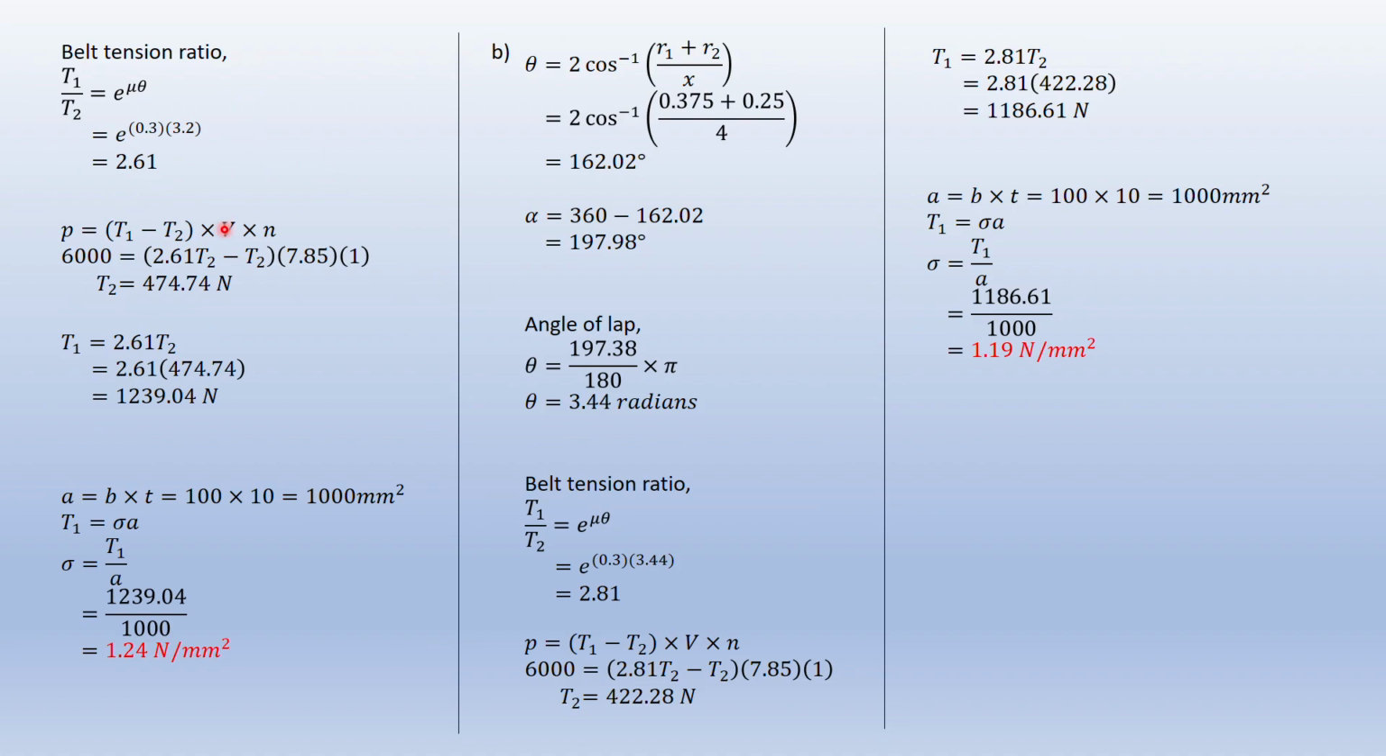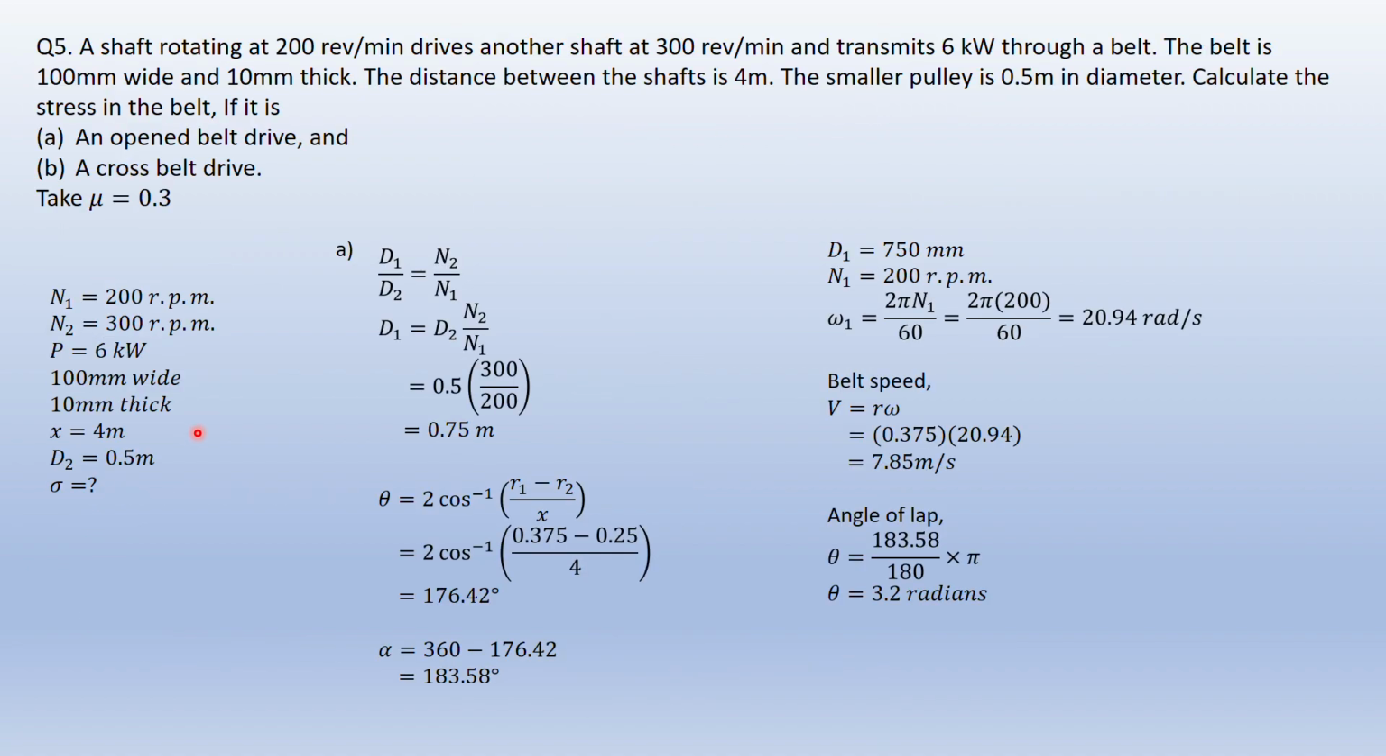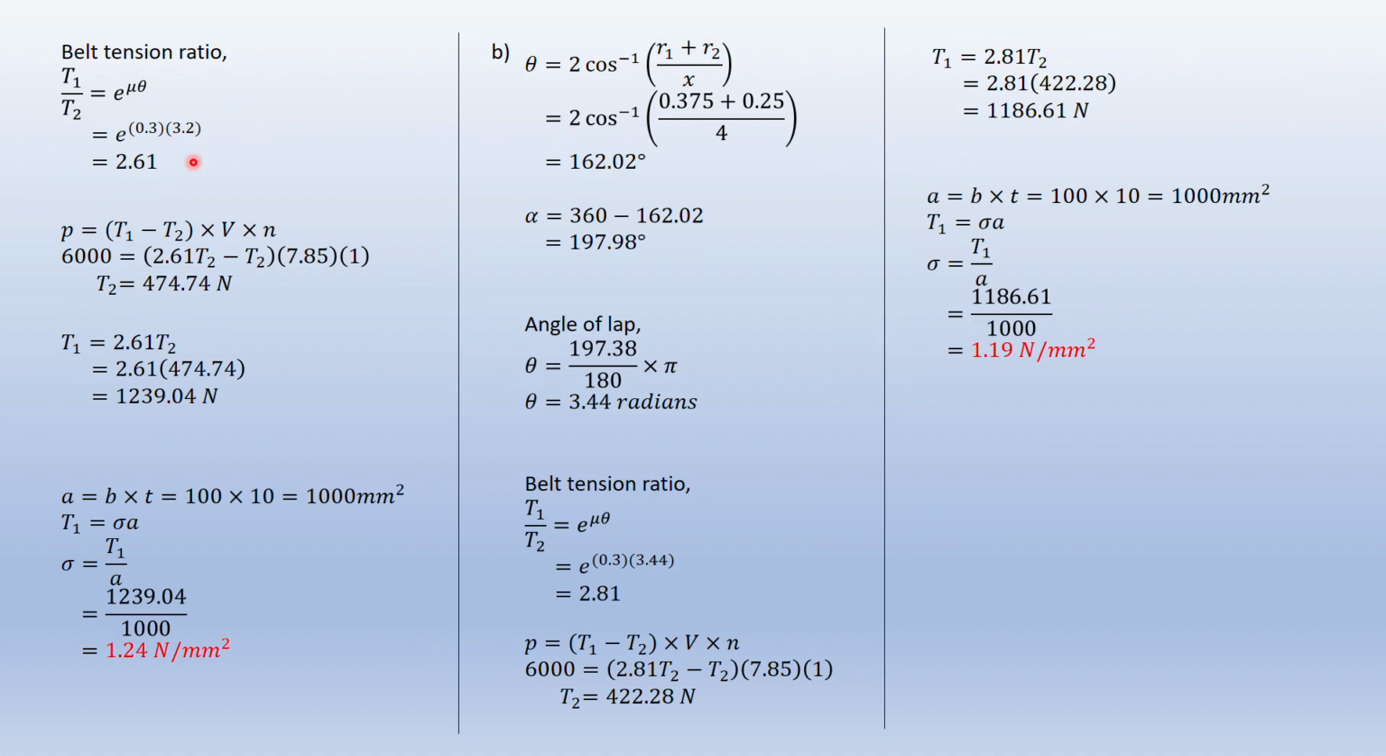So belt tension, work out your T2, and then the equation of T1 to T2 based on what you have here. So you can work out your T1, your T2 is 474.74. There is a slight mistake here, I think. So 2.61. Based on the power that is given, you work out your T2. So you have your T2, so you have your T1.